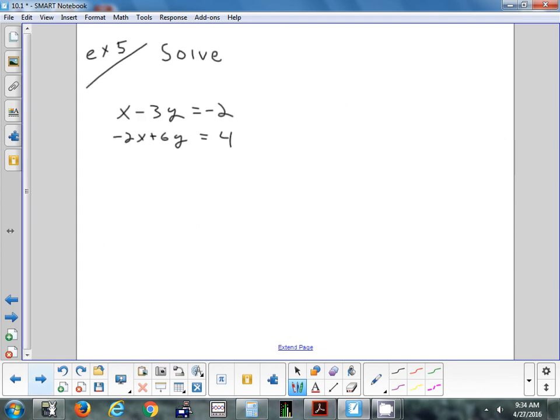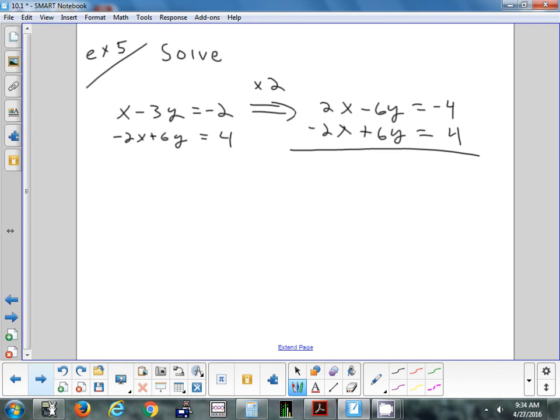Okay, let's try this one. What could I multiply the top equation by here? 2. Yep. Multiply by 2. We get 2x minus 6y equals negative 4. Negative 2x plus 6y equals positive 4. If you add up the x's, what happens? 0. Y's? 0. And negative 4 plus 4? 0.